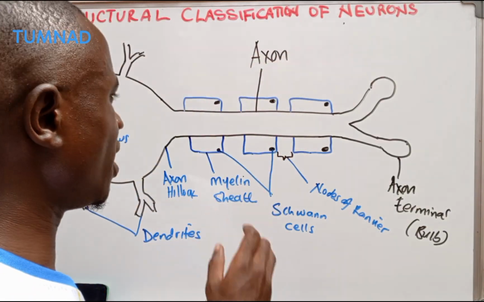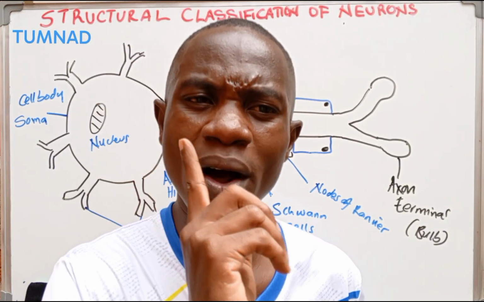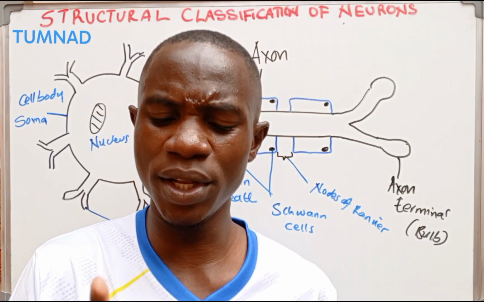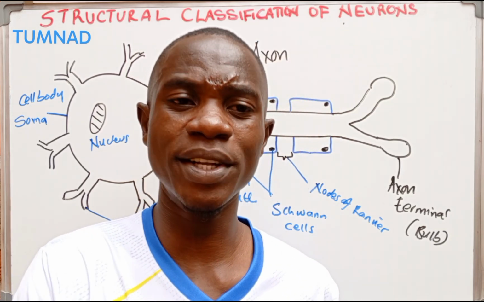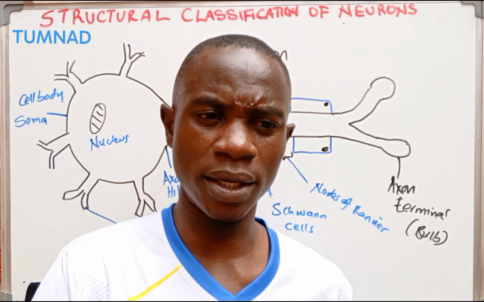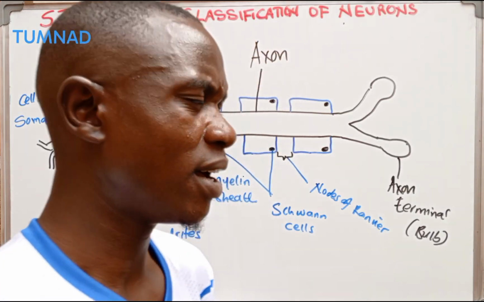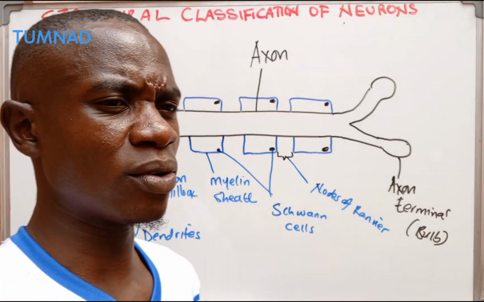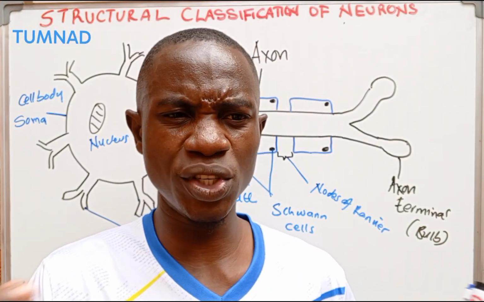Okay, then we said that we also have what we call the bipolar neurons that are going to be having only one dendritic extension from the cell body, and they're going to be residing mainly in what we call the special senses, like the eye in the retina, the nose in the respiratory and olfactory epithelium, and also part of the inner ear.